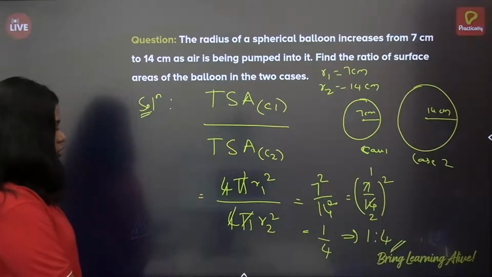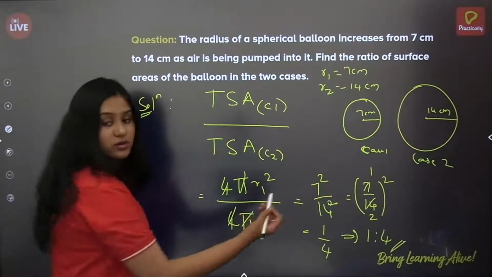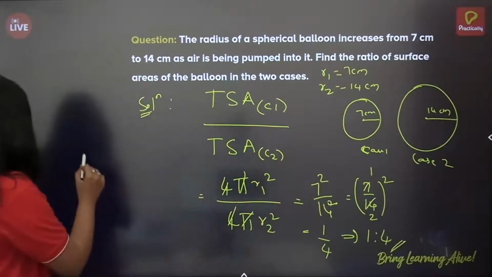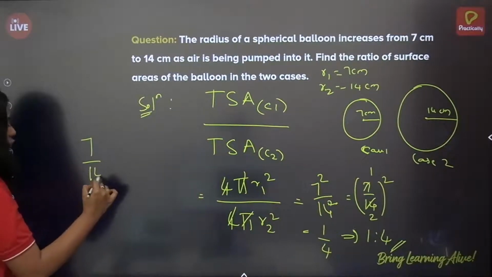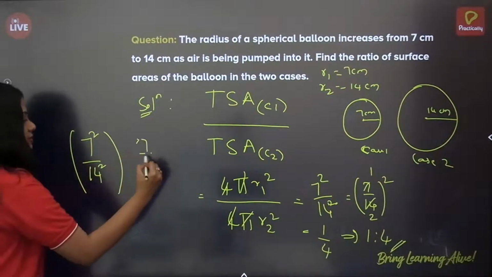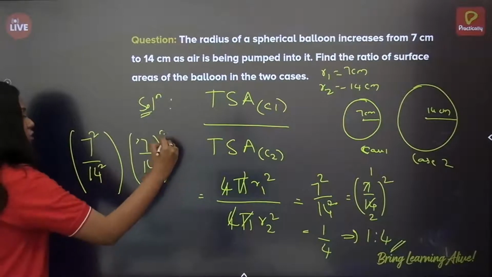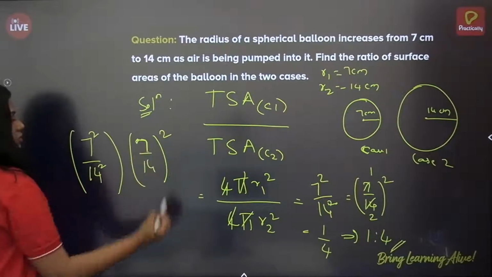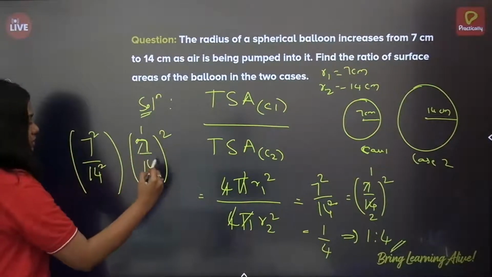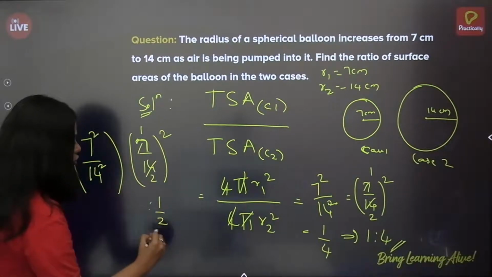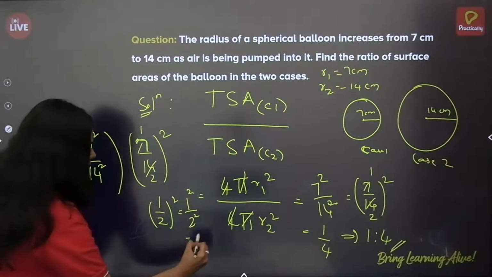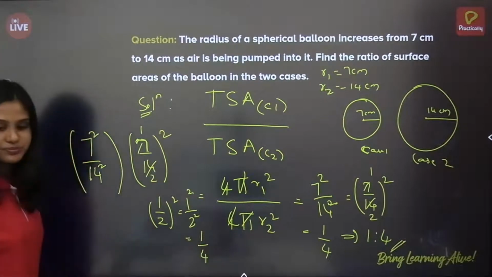No, this is square. See, listen, this is the exponent, this is the power. Let me write here: 7 by 14, 7 square by 14 square, correct? So this will be 7 by 14 whole square. Please don't cancel this 2, because that is not even correct. So 7 times 1, 7 times 2, so 1 by 2 whole square. That is nothing but 1 square by 2 square, that is nothing but 1 by 4.